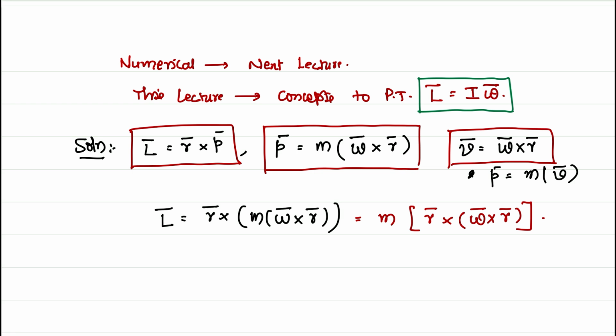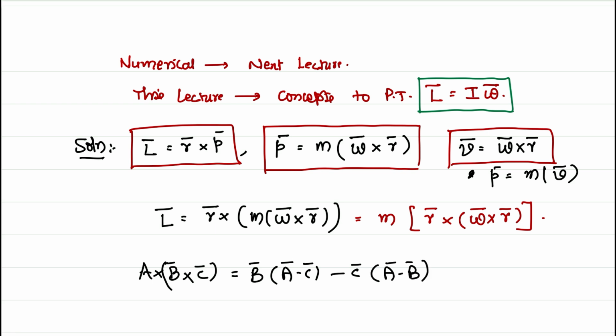Now, it is a vector triple product. What is the value of a vector triple product? I have already discussed it in the vectors lectures. Please refer to those lectures if you have any doubt. Vector triple product: A cross B cross C is equal to B times A dot C minus C times A dot B. This is dealt with in great detail in my previous lectures on vectors.